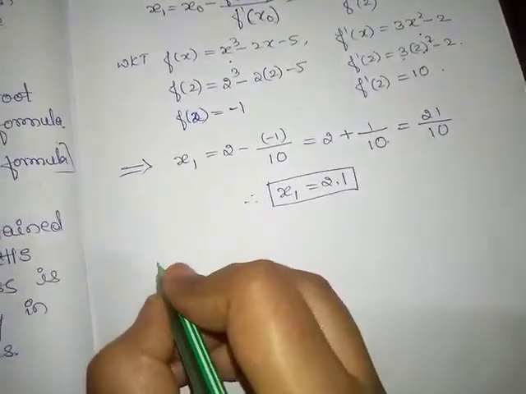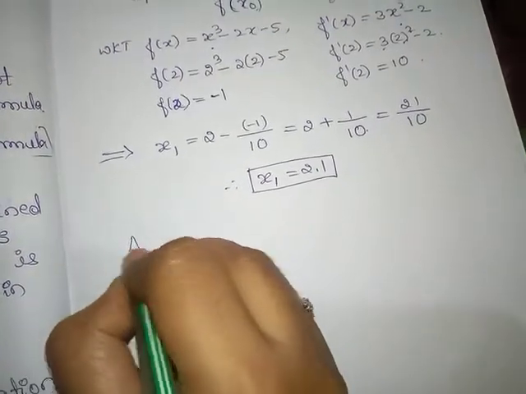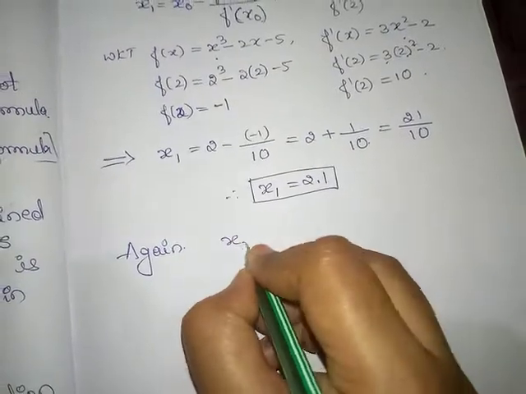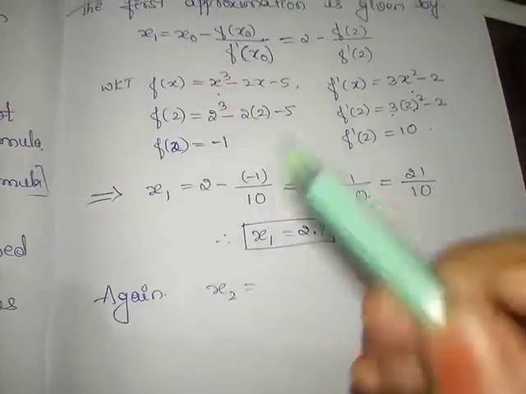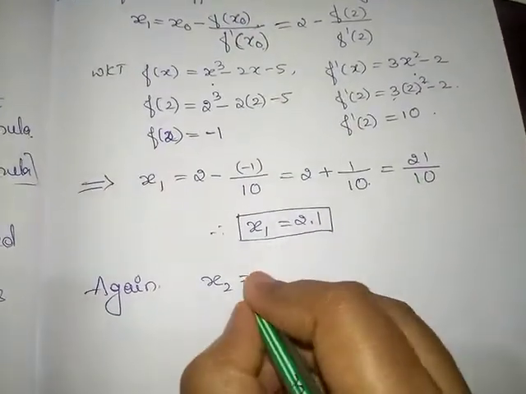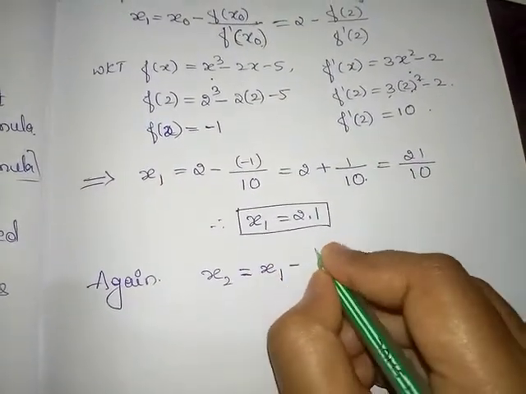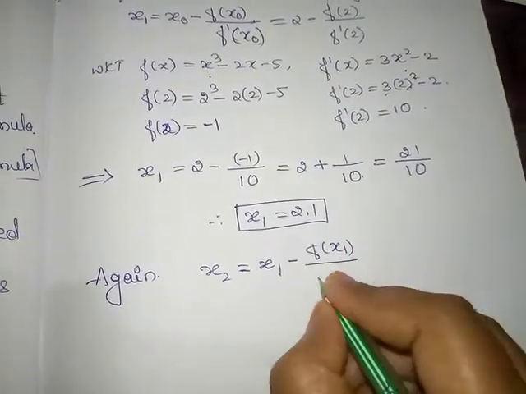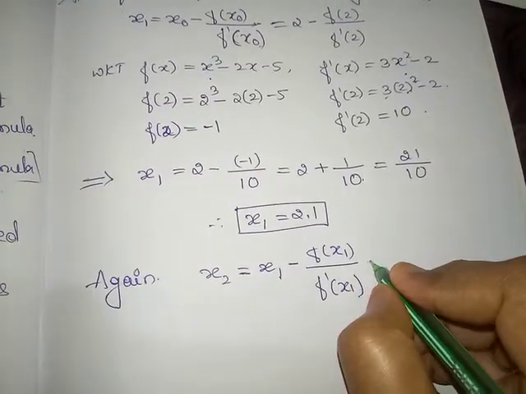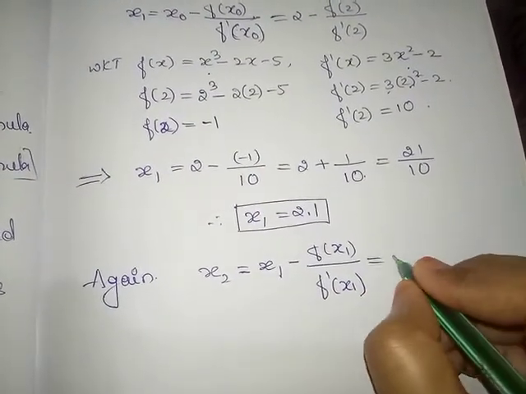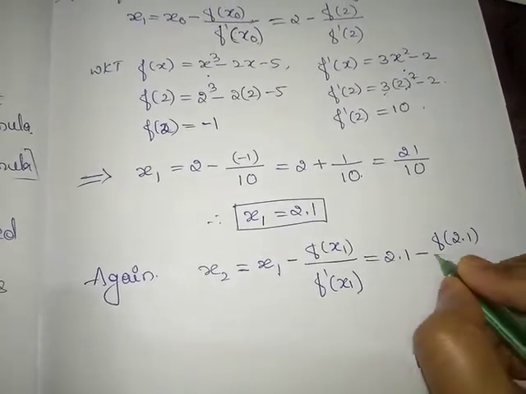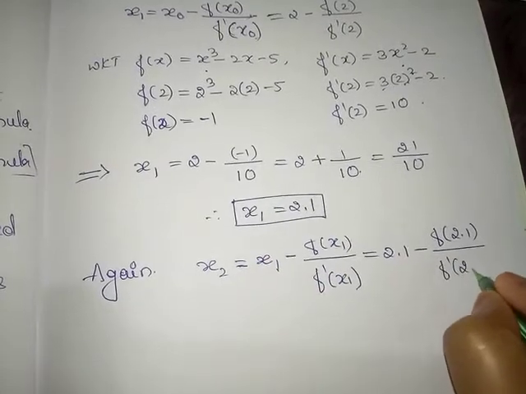Therefore this one, the next approximation, again x2 is equal to, how to get the second approximation? Just replace x0 by x1 in this formula. We get the second approximation, that is x1 minus f of x1 divided by f dash of x1. Okay, here x1 is what? 2.1. Therefore it is 2.1 minus f of 2.1 divided by f dash of 2.1.